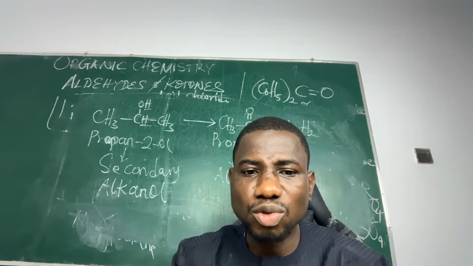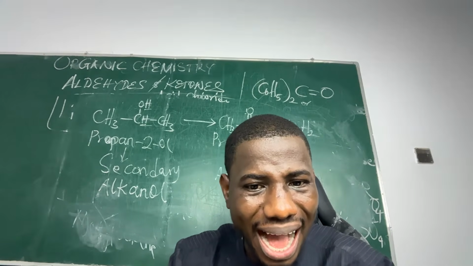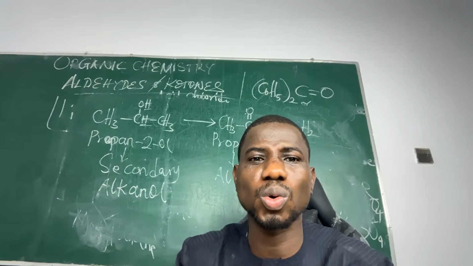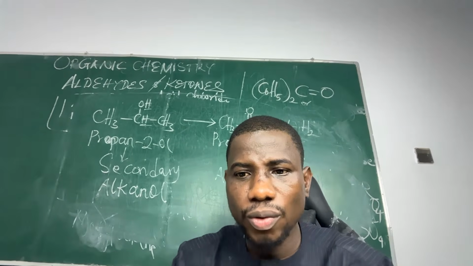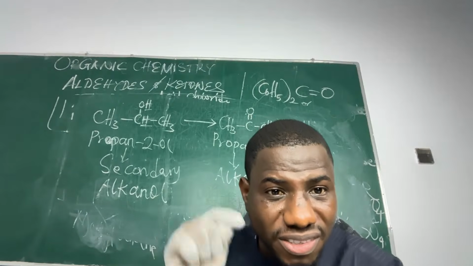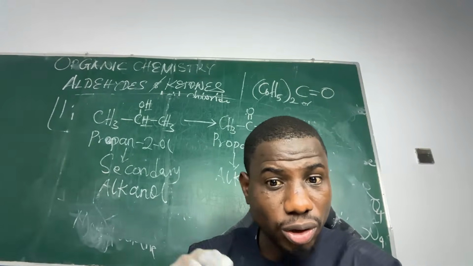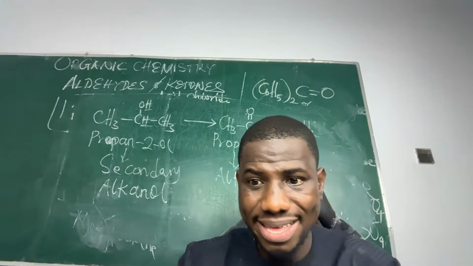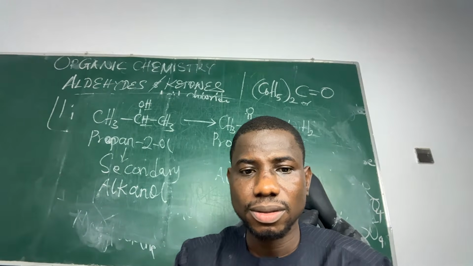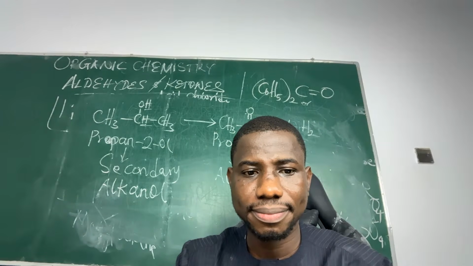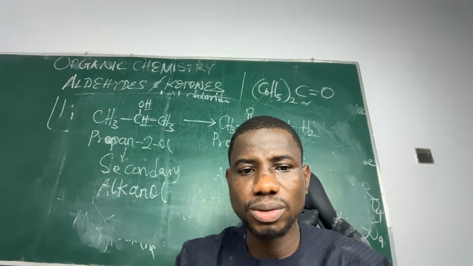You should know that butan-2-ol is a secondary alkanol. That's the first thing you should know. For this reason, the oxidation will give us an alkanone, which is butan-2-one. O-N-E, not al. Oxidation of butan-2-ol gives butan-2-one. Take note of that correction.